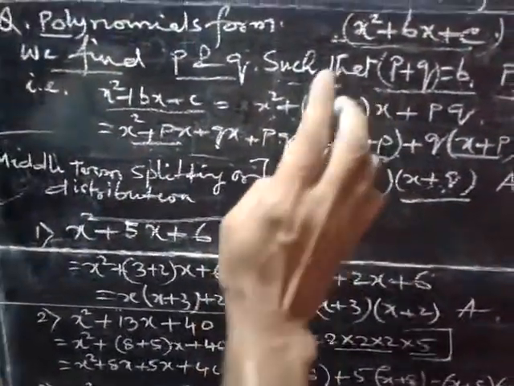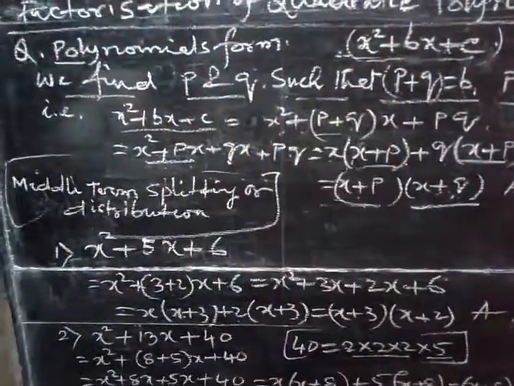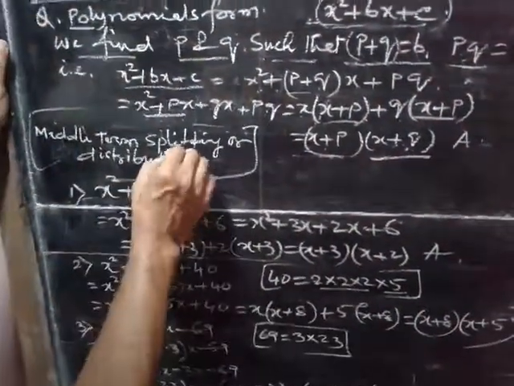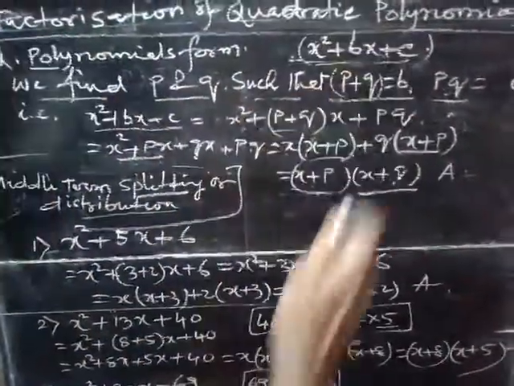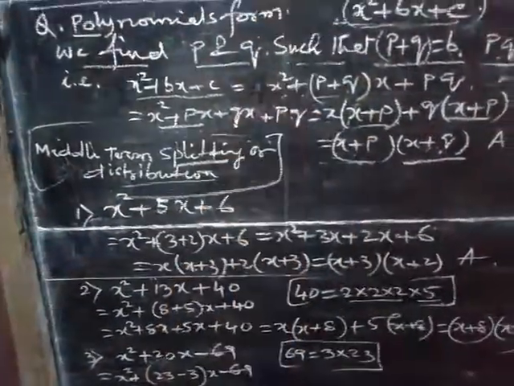Now I am showing you some examples, then you can understand better. So this is called the middle term splitting or middle term distribution method of factorization of any quadratic polynomial.